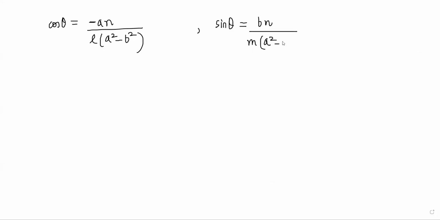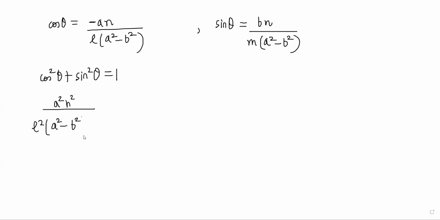You will get cos theta is equal to minus an by L into a square minus b square. And you will get sin theta is equal to bn by m into a square minus b square. Once we get this, we can eliminate by saying cos square theta plus sin square theta is equal to 1. That will remove the variable theta. And you get a square n square by L square a square minus b square whole square plus b square n square by m square a square minus b square whole square is equal to 1.